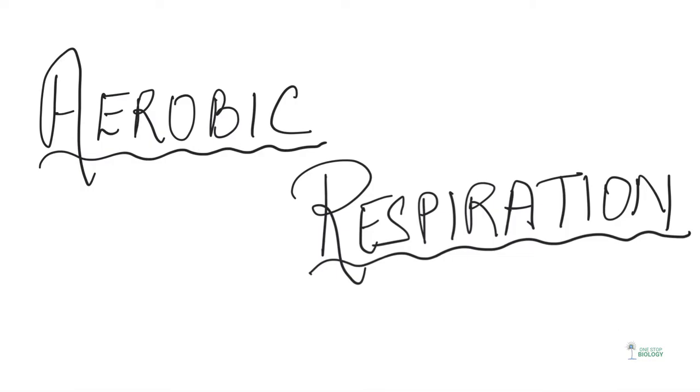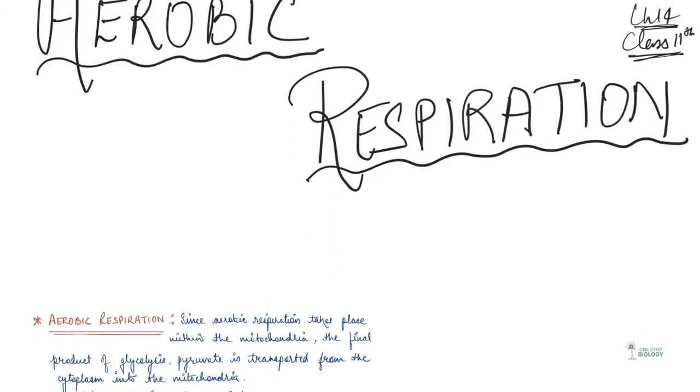So today we are going to start off with aerobic respiration. Very important topic, guys. We are continuing with chapter 14 of class 11th, right? And we are going to discuss what exactly is the meaning of aerobic respiration, why do we say that oxygen is required, where exactly it takes place, and what are the different types of organisms in which it takes place.